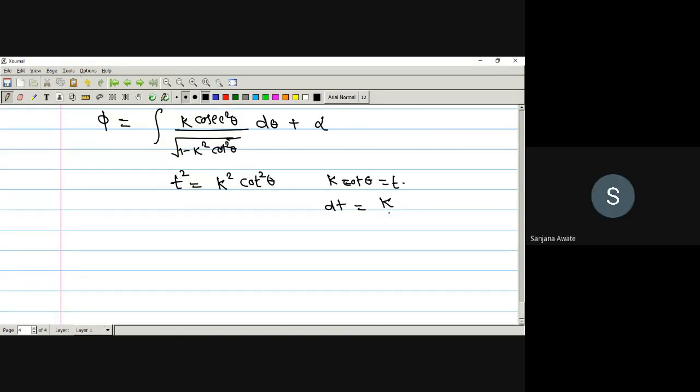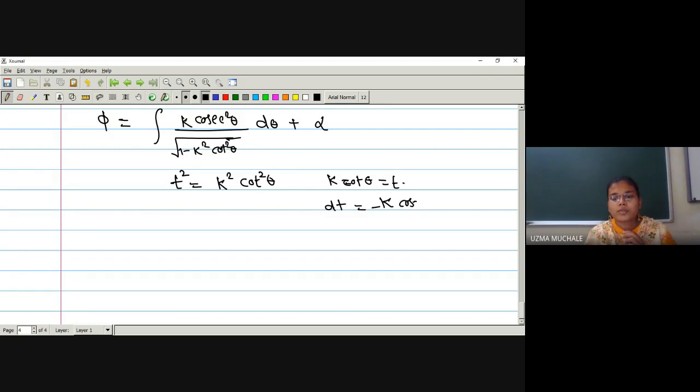Minus cosec square theta d theta we have to write down, because we don't know. Actually we are finding dt itself. So hence we will write down the derivative of theta also. So dt is equal to minus k cosec square theta d theta. Now again we have to do the substitution.